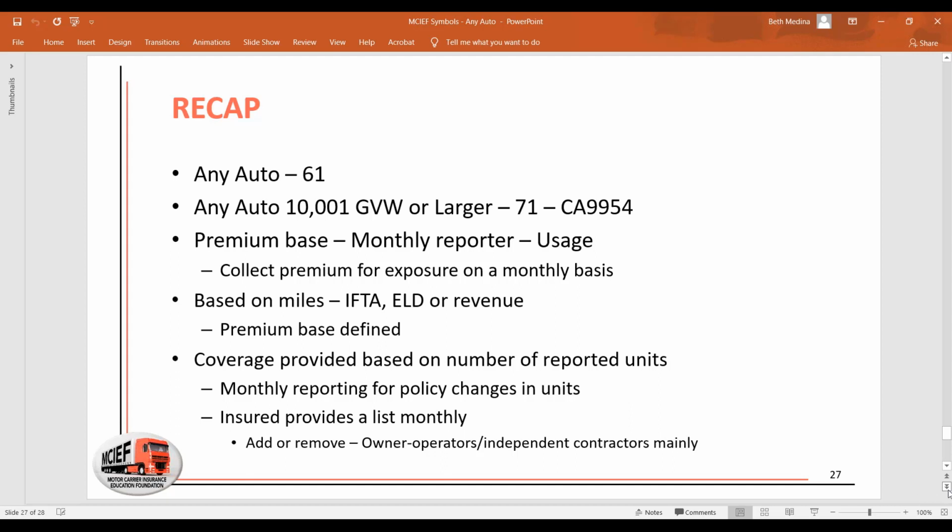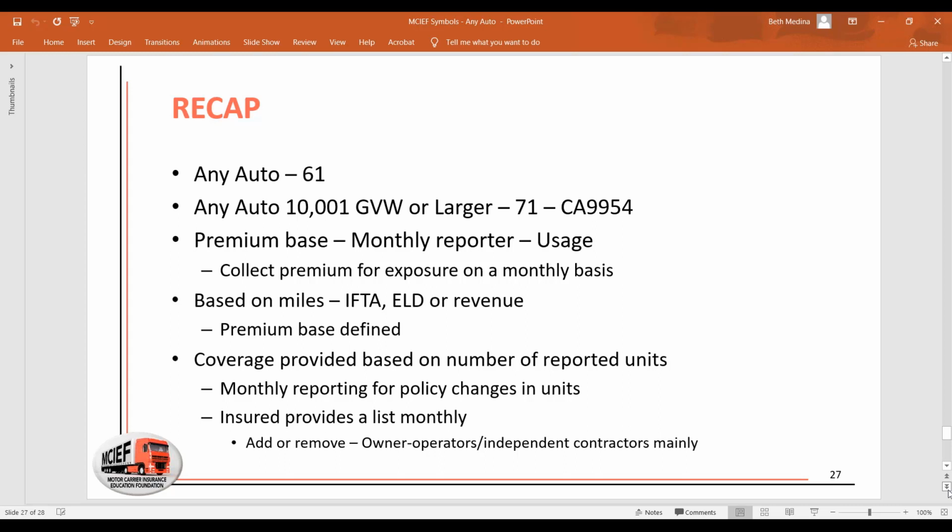So you collect the premium from the exposure on a monthly basis. That's the usage. You want to have the base of the mileage. That would be the IFTAs, or now preferably the electronic log devices, or revenue. You want to have those premium bases defined, meaning not only the IFTAs and ELDs, but also make adjustment for intrastate. And if you use the International Fuel Tax Agreement, IFTA, then you want to make sure that you are including owner-operators. Coverage is provided based on the number of reported units.